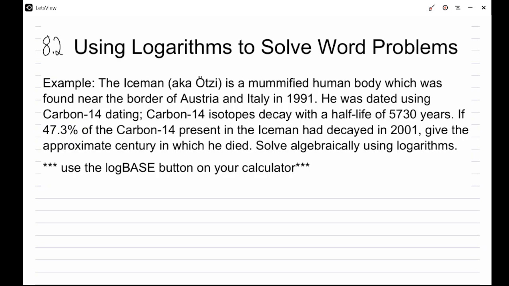Hi everyone, welcome to our sort of lesson on 8.2. And I say that because we're not really going to pay a whole lot of attention to what the textbook sets out in section 8.2. Section 8.2 in the textbook is about transformations of logarithmic functions.